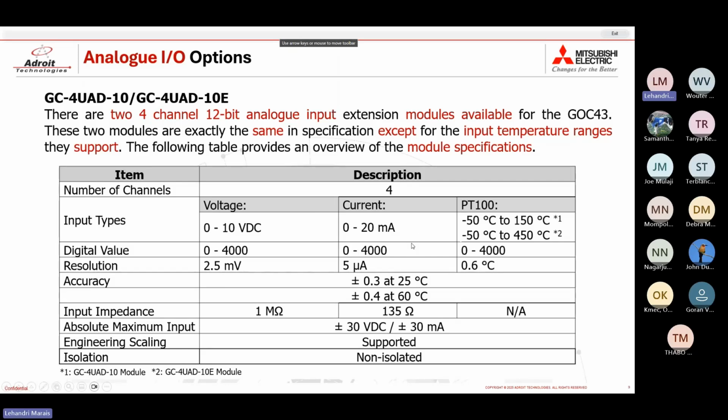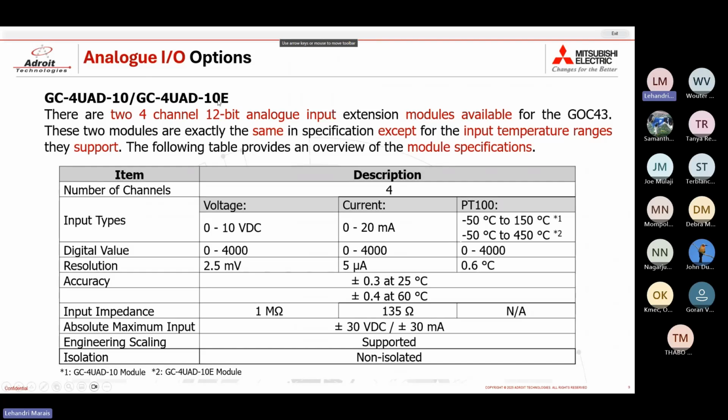milliamp, and here's where the exception comes in. So the -10 module can take a PT100 with a temperature range of minus 50 degrees Celsius to 150 degrees Celsius, whereas the -10E module can take a PT100 with the temperature range minus 50 degrees Celsius to 450 degrees Celsius. This is once again a 12-bit input channel module.